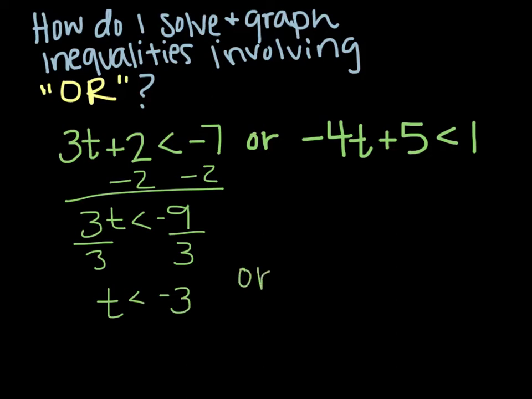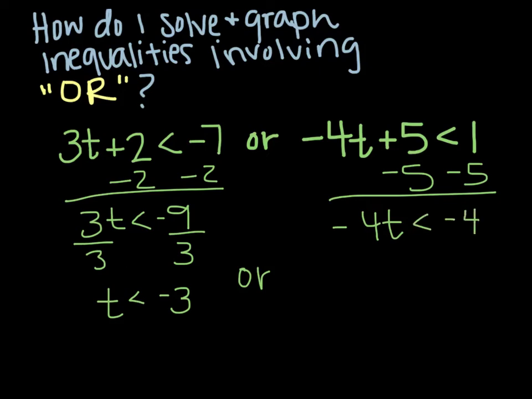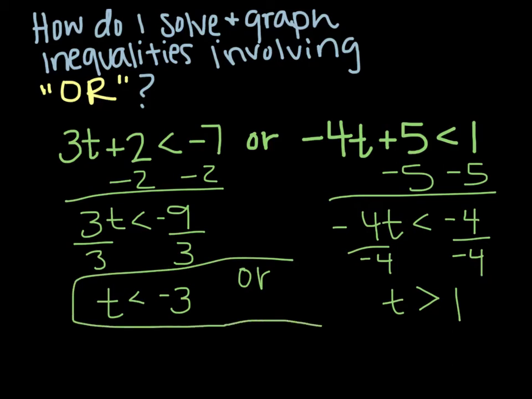Or, let me do the same problem. Minus 5. Negative 4t is less than negative 4. Divide by negative 4 on both sides. Then t, and because we divided by a negative, our sign changes. So t is greater than 1. And so the answer then is just that. t is less than negative 3, or t is greater than 1.